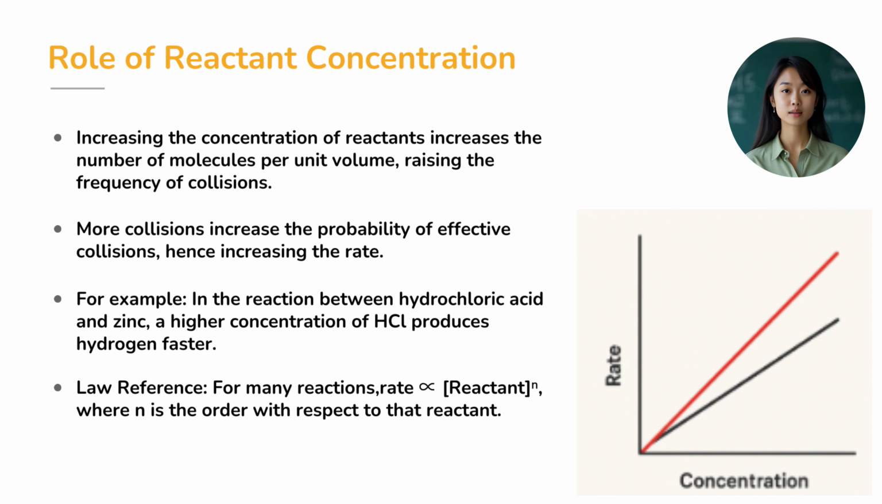For example, consider the reaction between hydrochloric acid and zinc metal. If you use dilute hydrochloric acid, hydrogen gas forms slowly. But with concentrated HCl, you get a much faster and fizzier reaction.